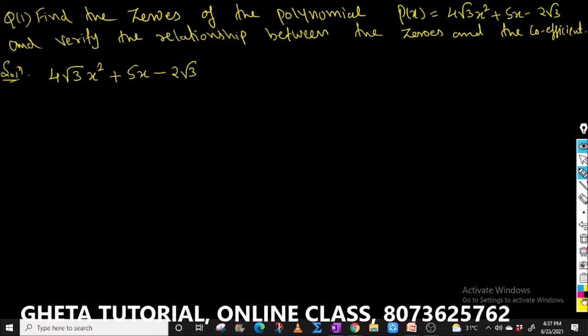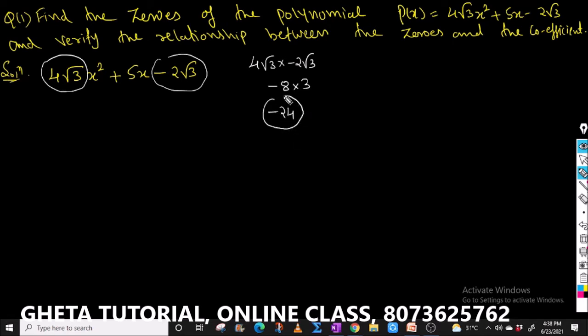For the zeros, you know that first we have to multiply 4 root 3 into minus 2 root 3. So what will we get as the answer here? 4 into minus 2 becomes minus 8, and root 3 into root 3 becomes 3. So minus 8 into 3 becomes minus 24. Here in the circle I can take minus 24.